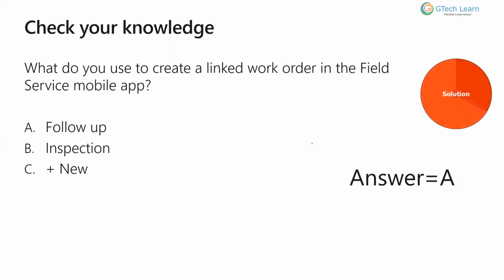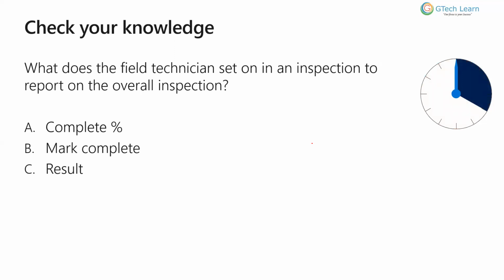Okay, so the correct answer for that question is going to be option A, follow-up. The next question we are having in line is, what does the field technician set in an inspection to report on the overall inspection? Whether it's option A, complete percentage, option B, mark complete, or option C, result. Let's have your answers on the chat, guys, and let me start my timer now.